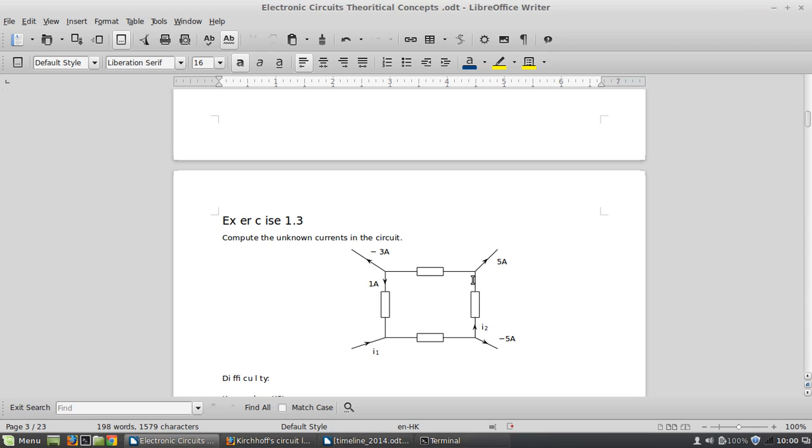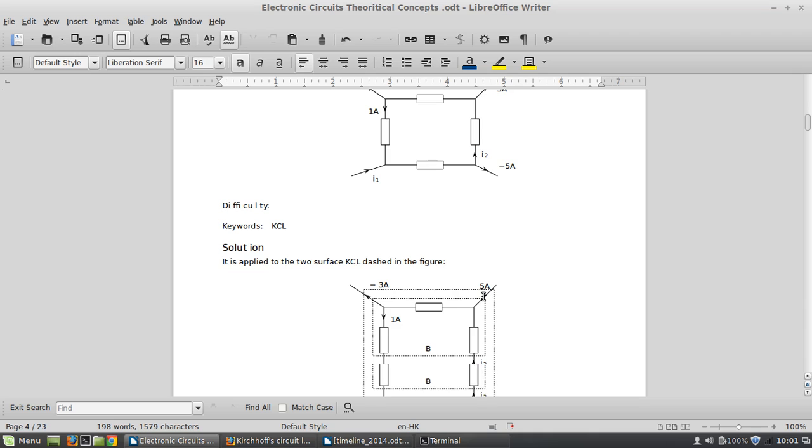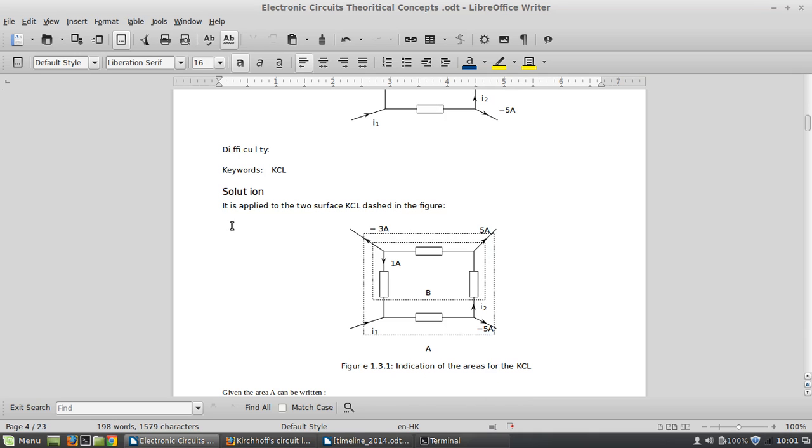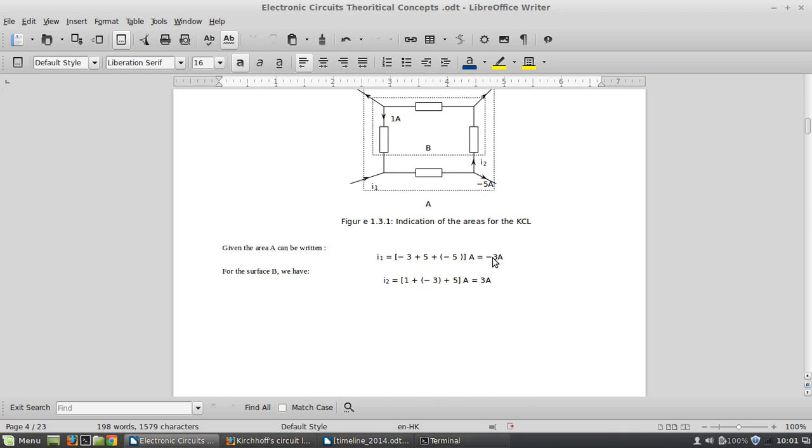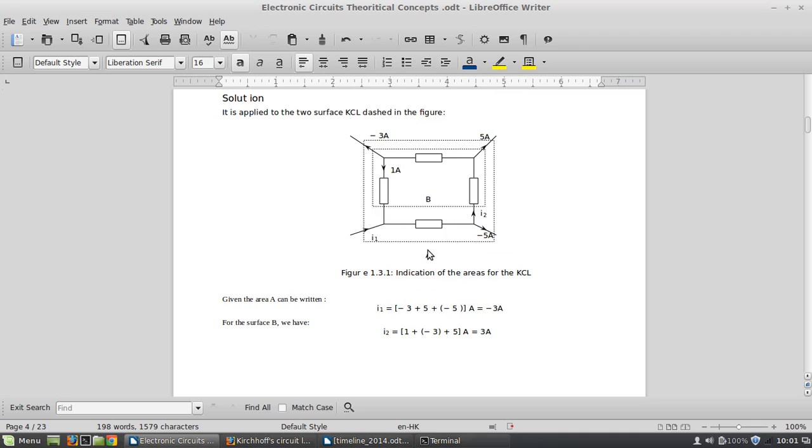And then secondly, for this I2, you just take another situation. You can take this one as one junction, and this one, this one, this one, and this one can be found, right?